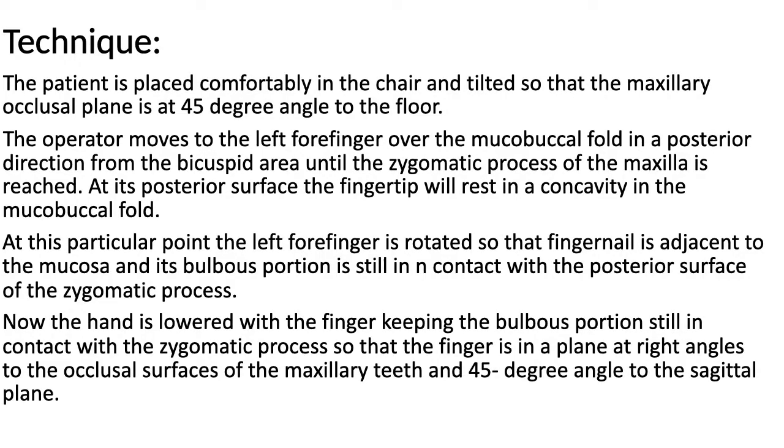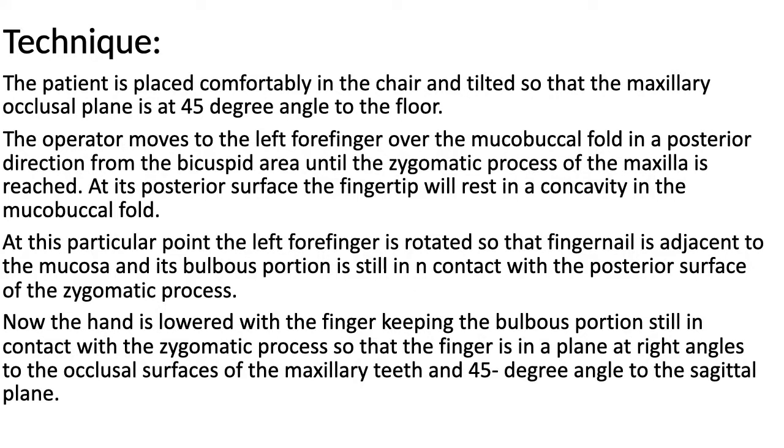For giving this nerve block, the patient is comfortably placed in the chair and tilted so that the maxillary occlusal plane is at a 45 degree angle to the floor. The operator moves the left forefinger over the mucobuccal fold in a posterior direction from the bicuspid area until the zygomatic process of the maxilla is reached. At its posterior surface, the fingertip will rest in a concavity in the mucobuccal fold.